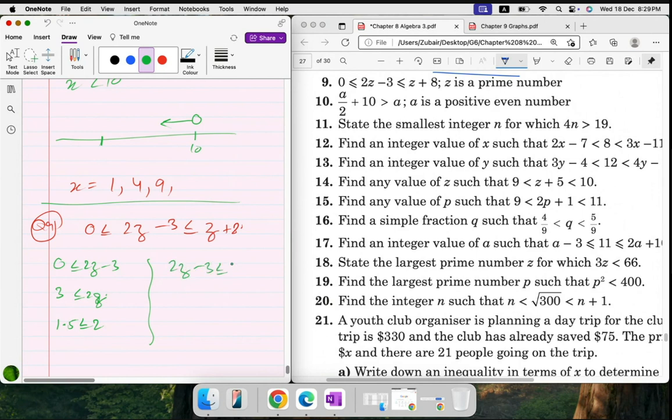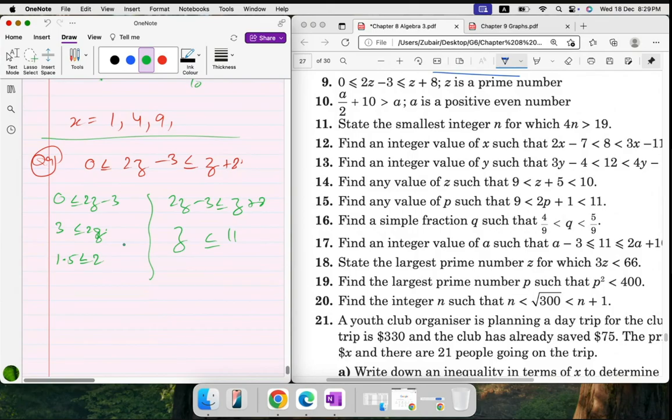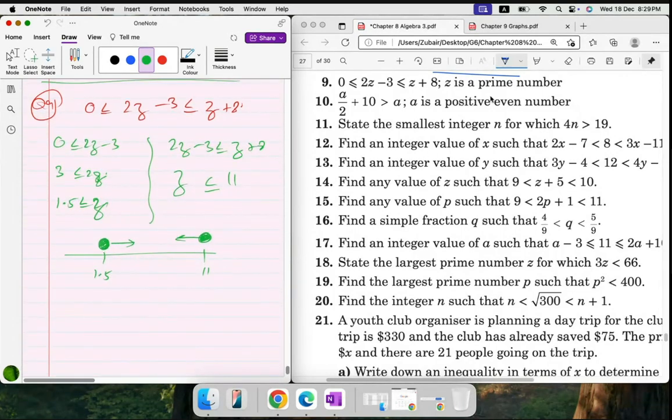2z minus 3 is less than or equal to z plus 8. z goes on the other side, single z. 8 comes on this side: 8, 9, 10, 11. So z is equal to or more than 1.5, and less than or equal to 11. Prime number between these two. We have different options of prime numbers between these two numbers.